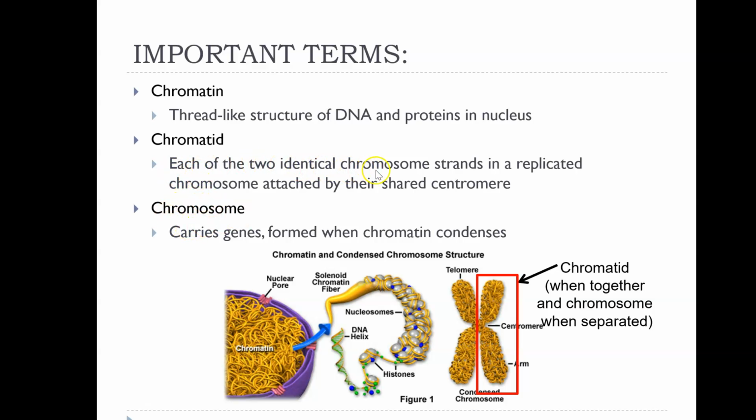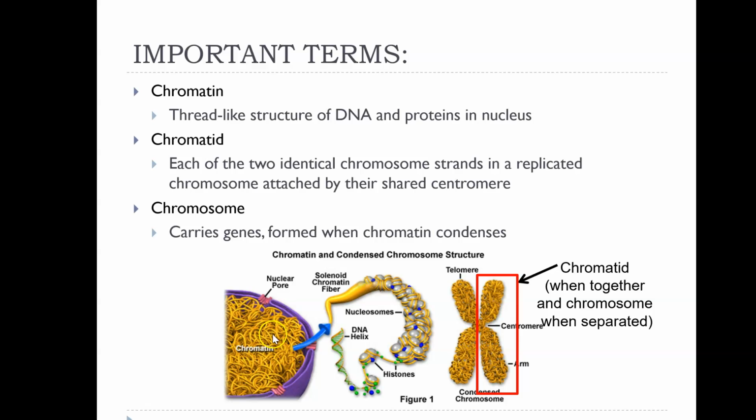It coils and eventually forms the chromosome. So each of the two identical chromosome strands in a replicated chromosome is attached by their shared centromere. So this structure right here is a chromatid, and on this side you also have a chromatid. These are known as sister chromatids, and they're attached together by this centrally located centromere. And this is what is known as a duplicated or double-stranded chromosome.